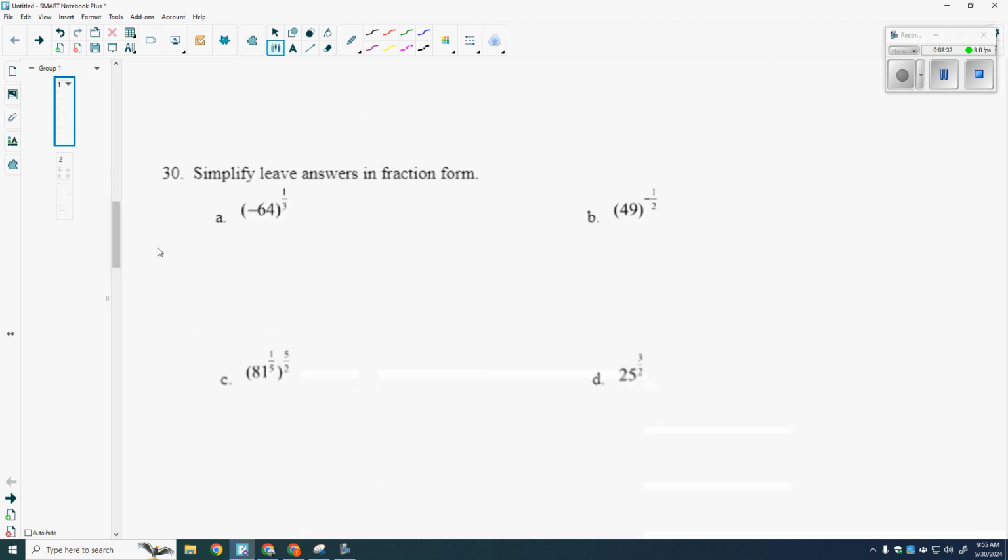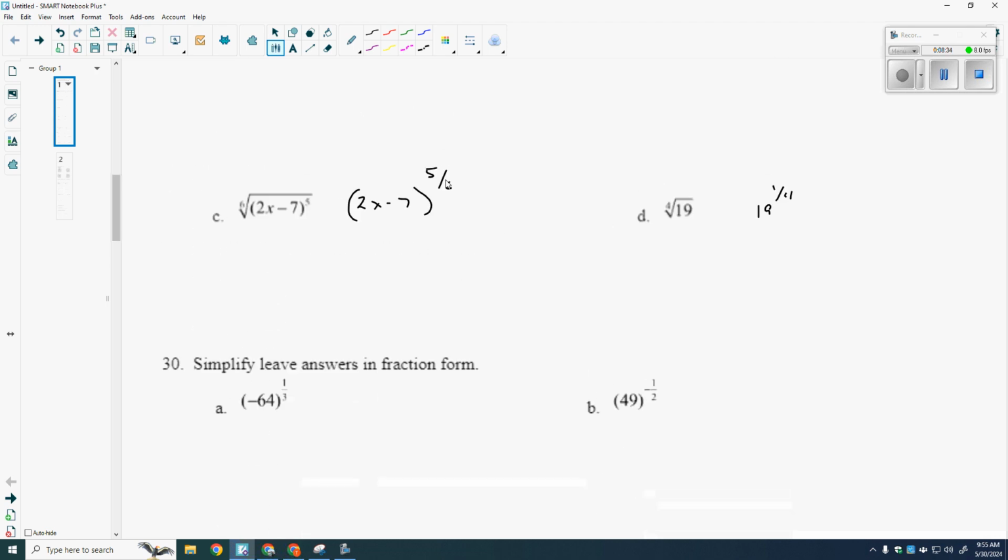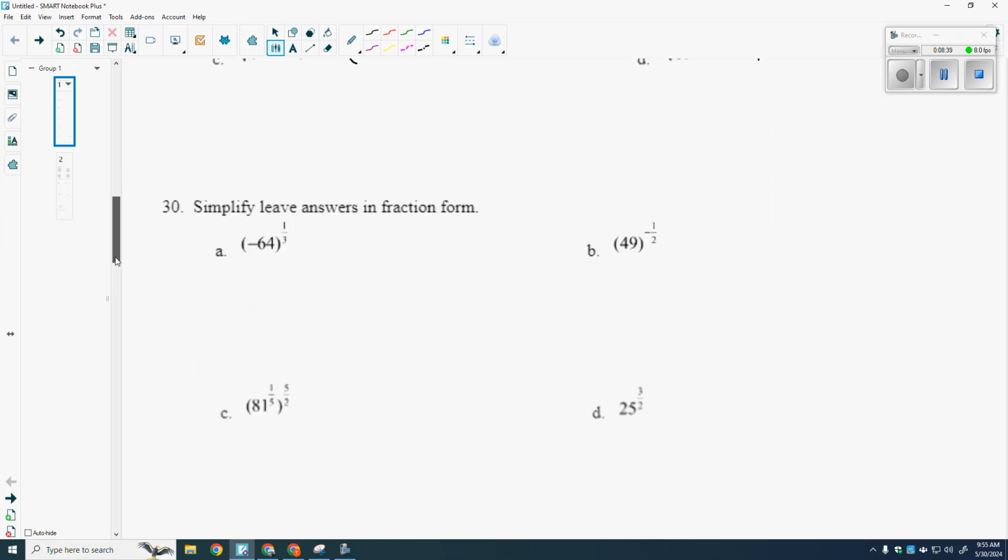Simplify. So let's just do what we just said. The root is on the bottom. The power is on top. Most of the time, I can't say every time, but most of the time, doing the root first is easier. So what is the cube root of negative 64? Well, negative 4 times negative 4 times negative 4 is negative 64. So the answer is negative 4. You can take the cube root of a negative number. You cannot take the even root of a negative number.